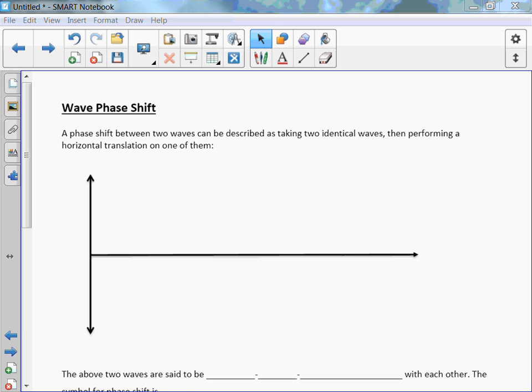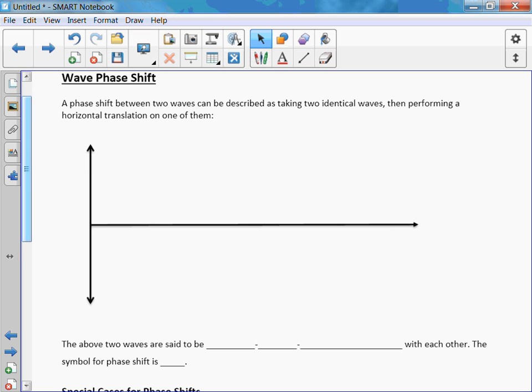We're going to finish up this note. Here we go. Phase shift between, so we're talking about wave phase shifts. This is something that we didn't get to in the simulations that I was doing with you. So this is new, so just pay attention. A phase shift between two waves can be described as taking two identical waves, then performing a horizontal translation. You guys know or should know what a horizontal translation is. Maybe not through grade 10 math, but if you've taken grade 11 math, you definitely should know what a horizontal translation is.